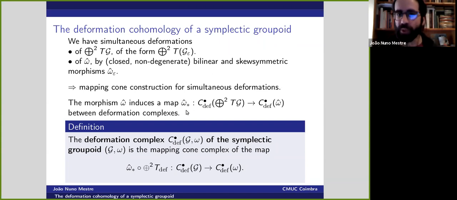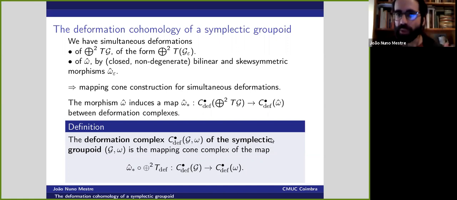Now, any morphism of the groupoids will do this. It will induce a map from the deformation complex of the domain to the deformation complex of the morphism. If we now compose this with the tangent lift, we actually get a map from the deformation complex of G to the deformation complex of omega. And if we take the mapping cone complex of this map, that will be the definition of our deformation complex for the symplectic groupoid. Okay? Briefly, it includes, as a sum, as vector spaces, deformation cochains of G and deformation cochains of omega, but then the differential mixes the differentials and the map that relates the deformations of the domain with deformations of the form.